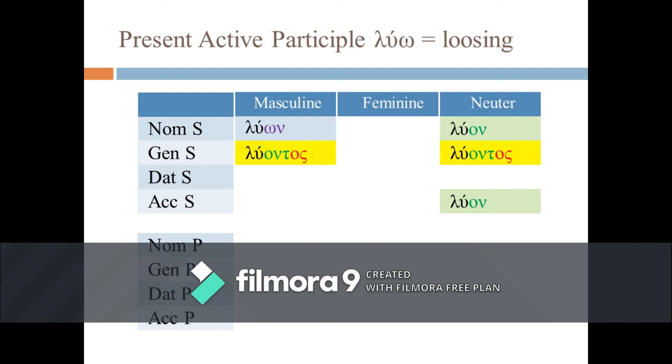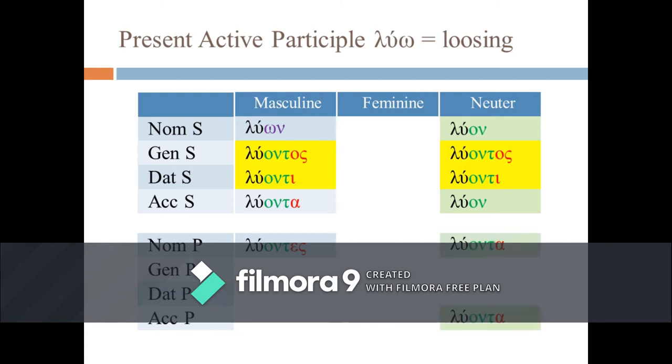So luontos is the same, the genitive in the masculine and neuter. So loosing or of loosing, for loosing. But the important thing is this adjective doesn't really have any meaning like for, of. This adjective is linked to a noun which has meaning. And it just goes along with whatever the noun has as meaning. The dative is luonti, both for the masculine and the neuter, as we would expect. Luonta, the masculine accusative. Nominative plural, luontes, that epsilon sigma.